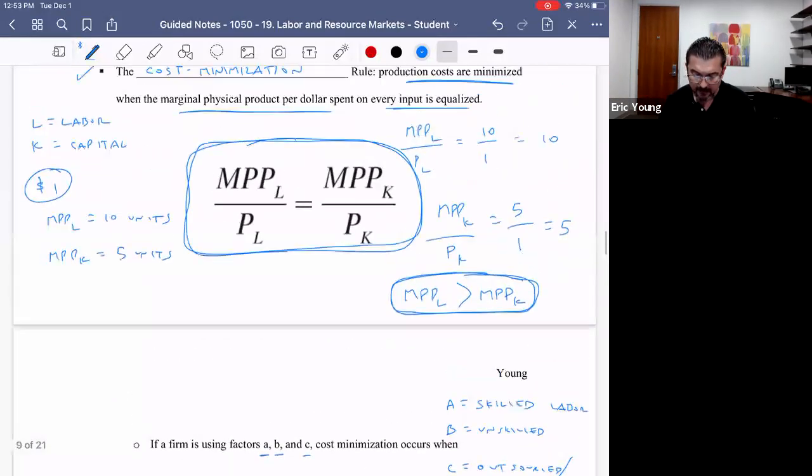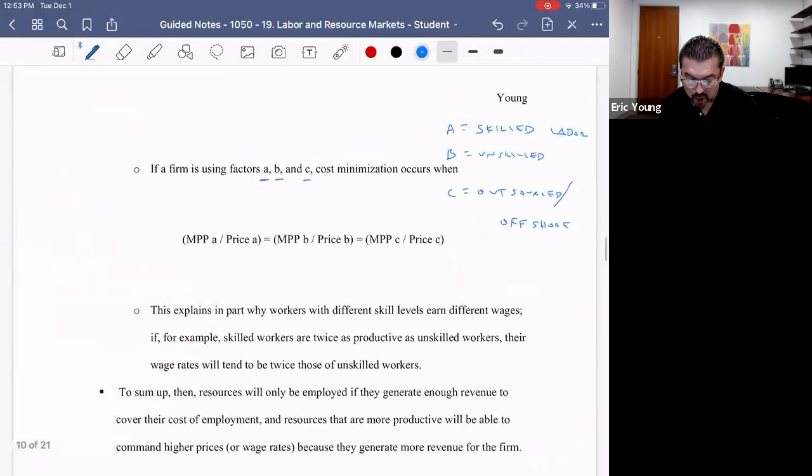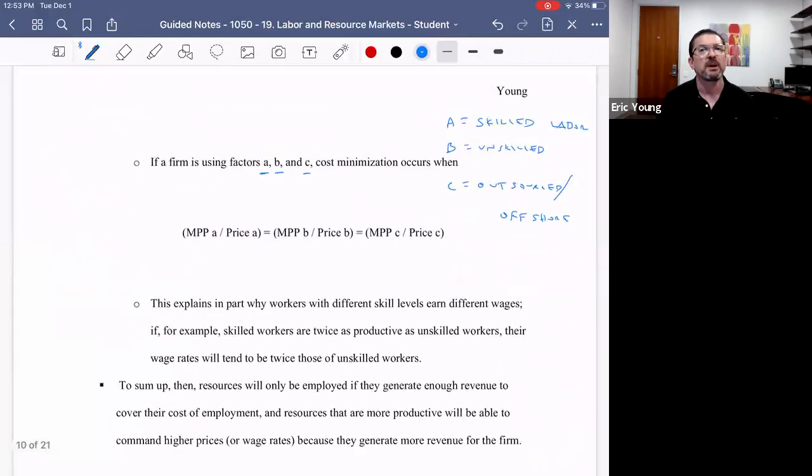The point I'm making, my friends, is this rule here, very important. The bang for the buck concept, very important. But don't get hung up just on labor and capital. You can apply this rule to any factors, and you can be really creative as a business owner or manager, or as a prospective worker looking for a job, in how you define resources.